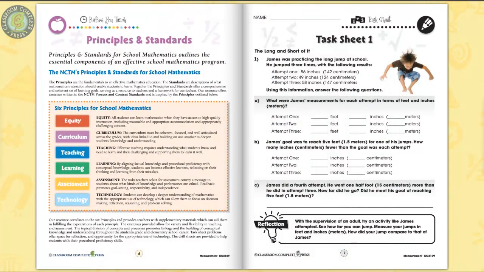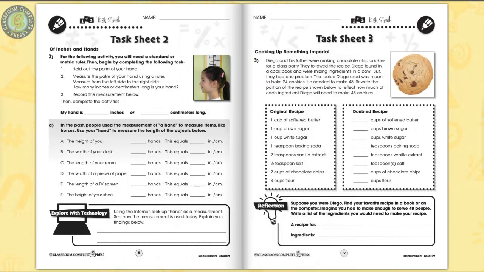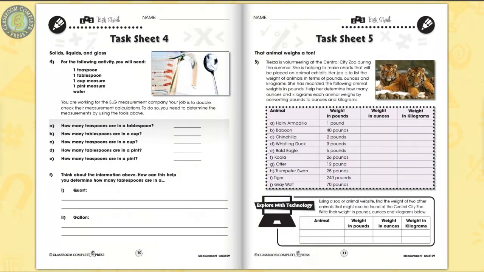Compare different long jump results. Try it yourself and measure the results in feet and inches or meters. Measure the length of objects using your hand as a unit of measure. Convert weights from pounds to ounces and kilograms.